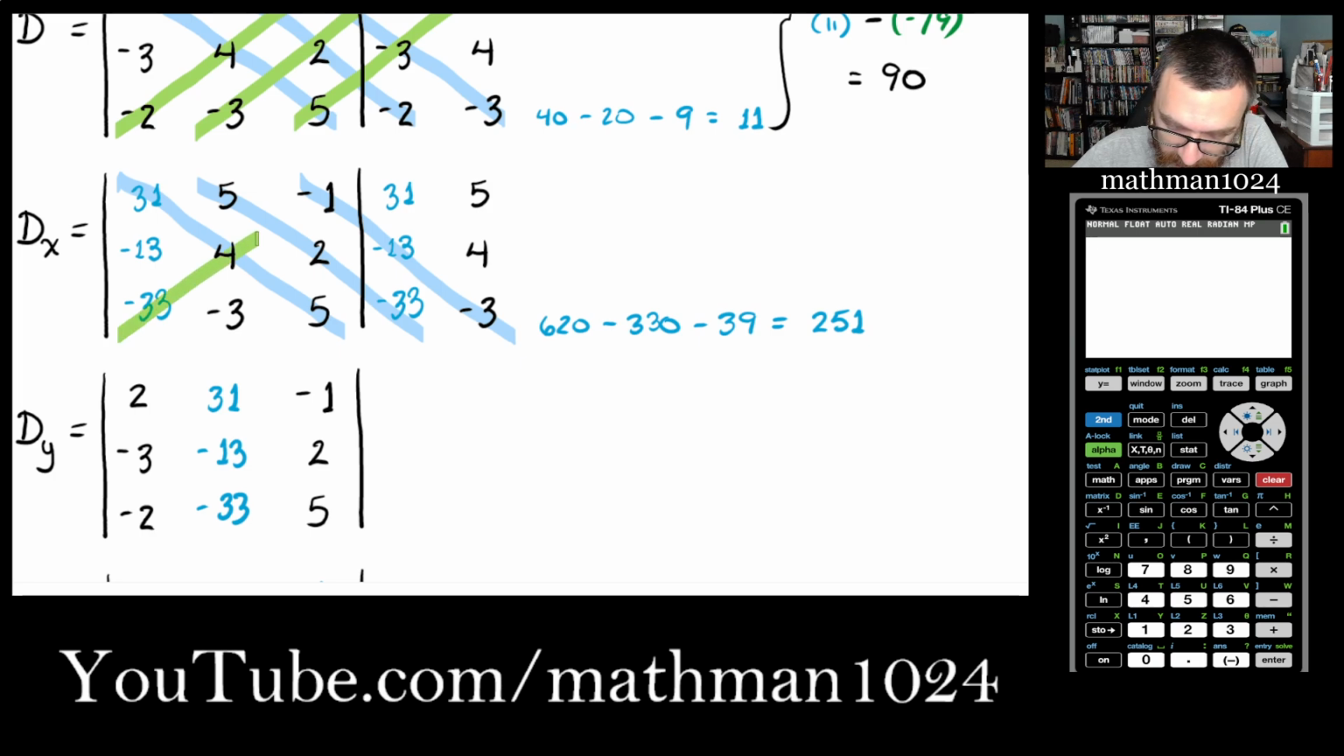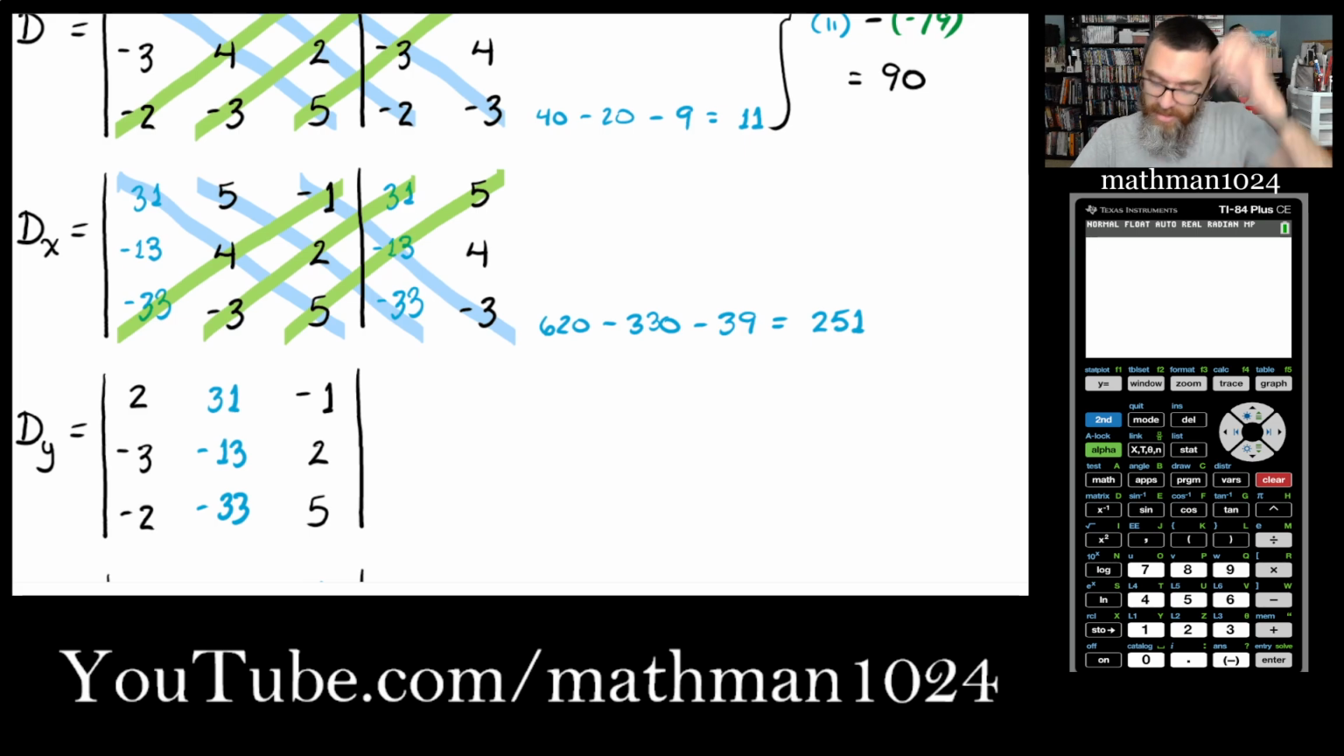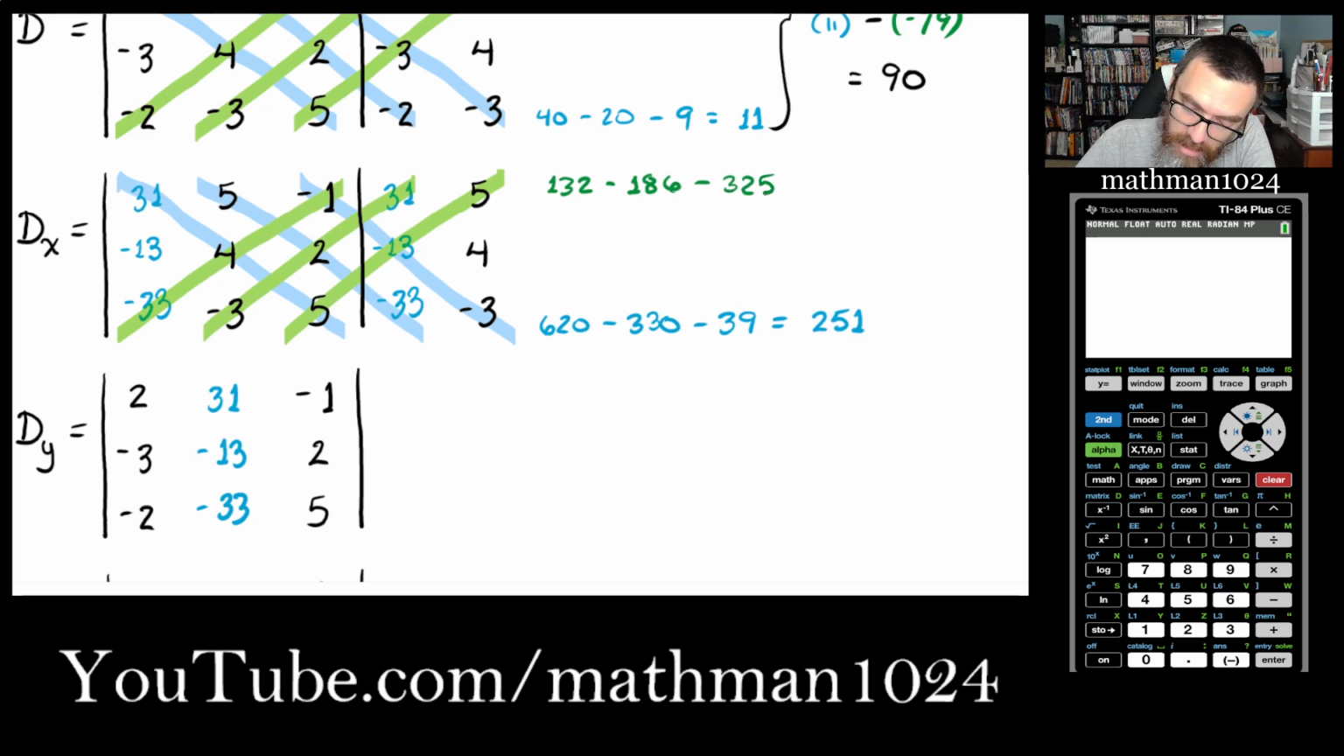And then we have these diagonals. All right, so let's see, 33 times 4 times 1 is going to be 132 positive. Negative 3 times 2 times 31, so 6 times 31 is negative 186. 5 times negative 13 times 5, so 25 times 13, or negative 13. That's going to be 3, 25.